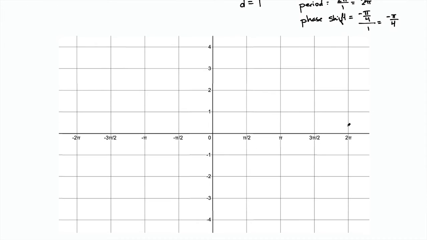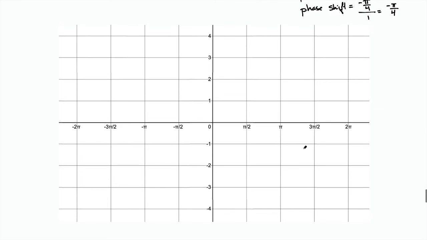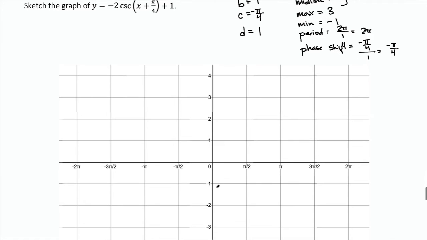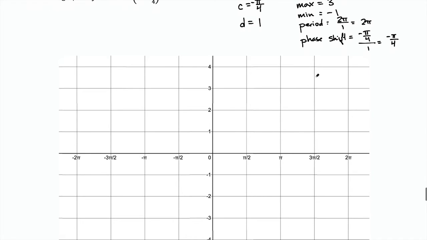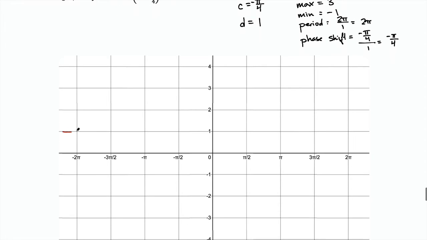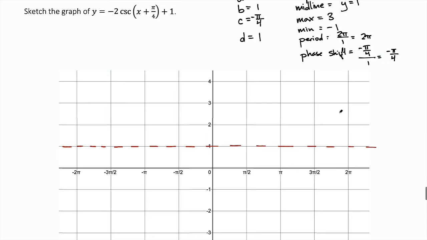Now I'm going to sketch that in, I'm going to do it in red just so that we have a different color, because our ultimate goal is to sketch this cosecant function. So what I'm drawing right now is not actually the function. Our midline is at y equals 1, so I'm going to go ahead and sketch my midline. Because we're looking at a sine function, our starting point is going to be on the midline, and our phase shift tells us our x-coordinate, so at -pi over 4. That's right there.